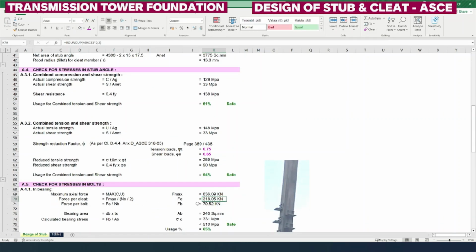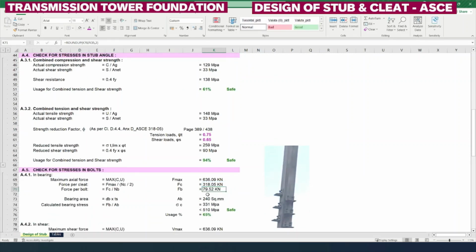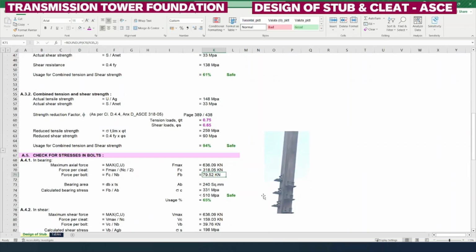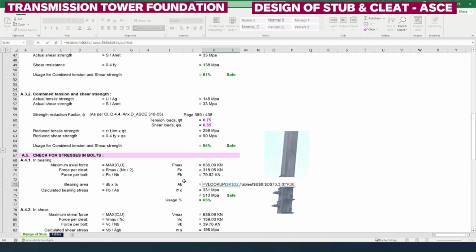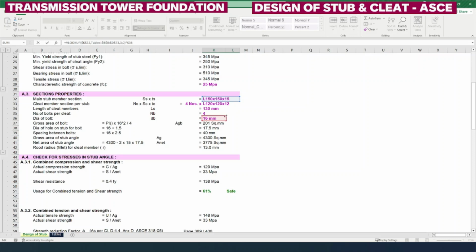So force per cleat will be 318.05 kilonewton. Force per bolt: here we already considered 4 bolts per cleat to connect with the stub. So divided by 4, it is 79.52 kilonewton. In the picture also you can see there are 4 bolts connected to the stub with the cleat. Bearing area is nothing but the diameter of the bolt into the thickness of the stub, which is 16 into 15.